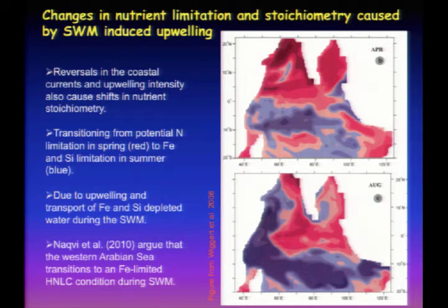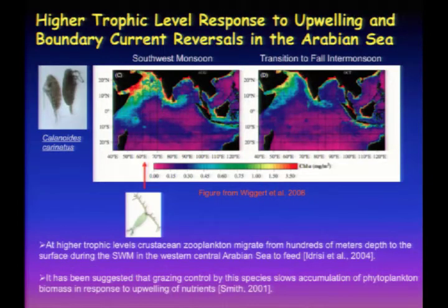We can go forward. This is going to save some time. I was going to talk about the iron and silica limitation story, but I want to reiterate it because I can add one more thing to that story. It's this notion that the pioneering work by Jerry Wiggert, who predicted that the Western Arabian Sea transitions from N to Fe limitation, turned out to be true. How many years later? 10 years later. And Wajih Naqvi has argued, as Jerry mentioned, that this turns into a high nutrient, low chlorophyll situation, which is really remarkable.